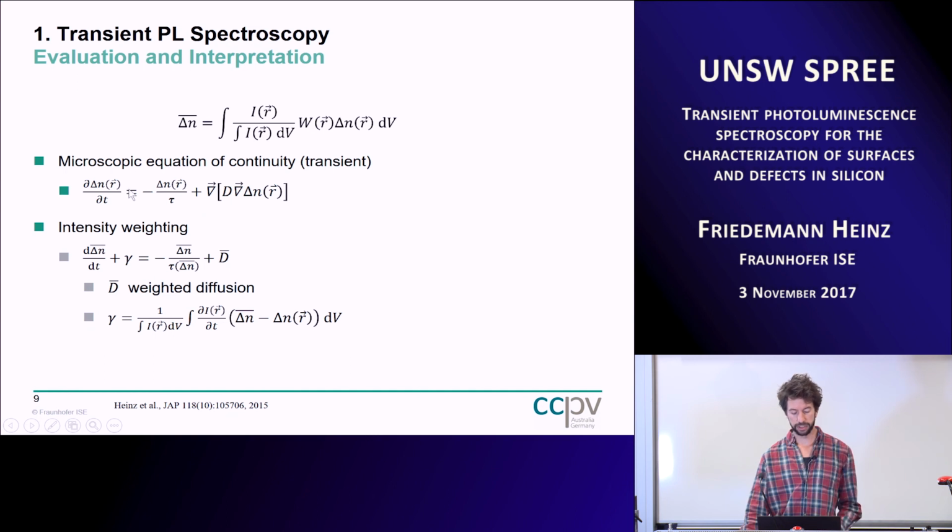And the average over the volume cancels out the R dependence. What we find is that, of course, we have the diffusion, and here another term, which just originates because the time dependence does not commute with this term, because the luminescence is also time dependent. So we have an additional term here.